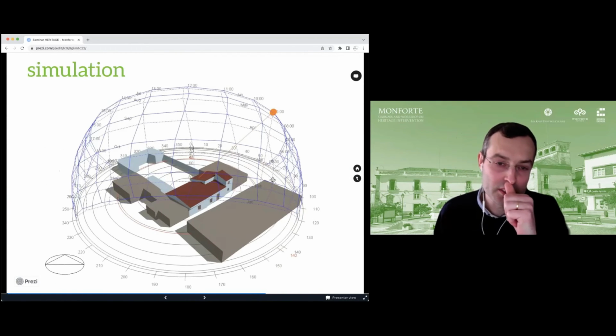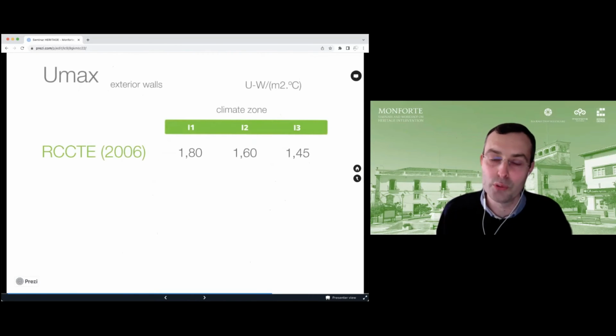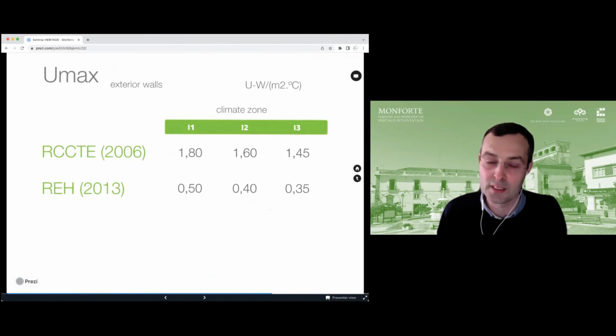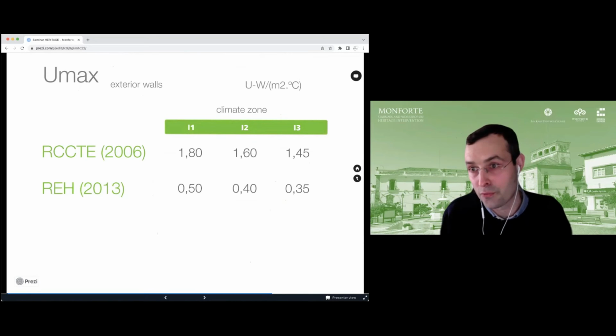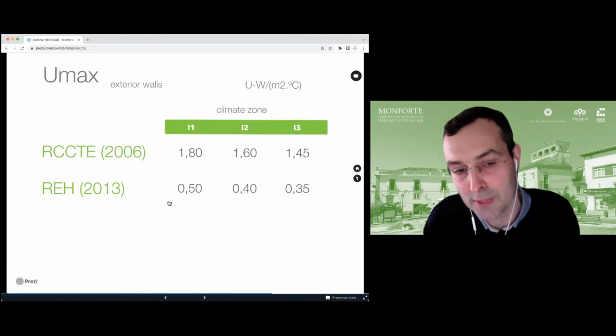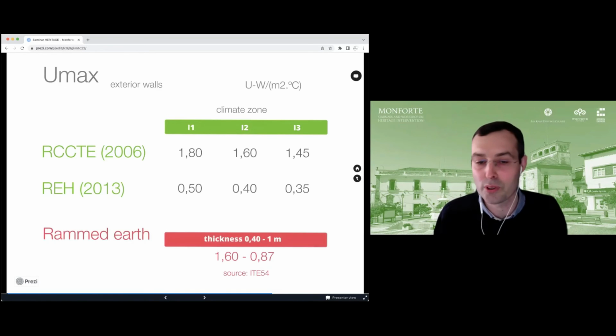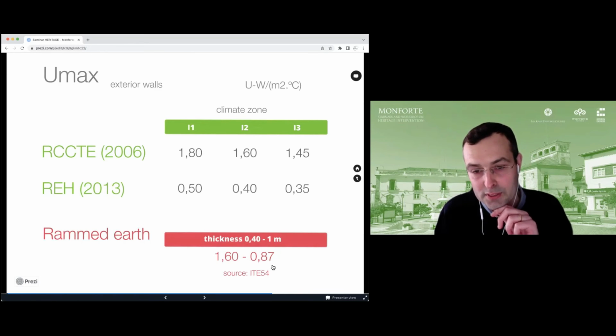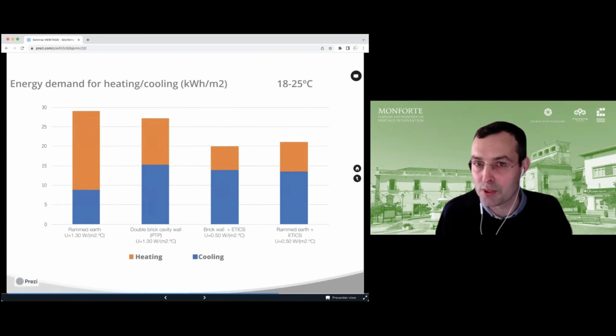And we also did some simulation with this building. At the time, we tried to compare the performance of this building with the requirements of the regulation in force in Portugal. So at the time, for that climate zone, the maximum U value was 0.50. So it was very low. So it was impossible to build a building with rammed earth without using thermal insulation, as you can see here, because the minimum with a 1 meter thick wall would be 0.87. Now it is allowed to build with 1.40. The new regulation in force now allows building without thermal insulation.